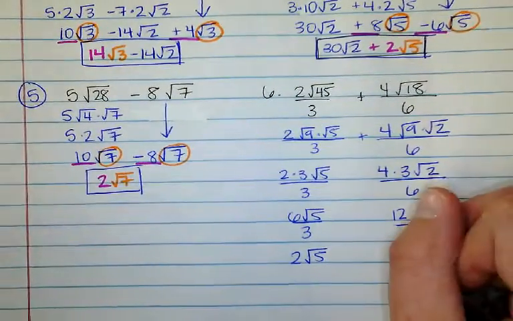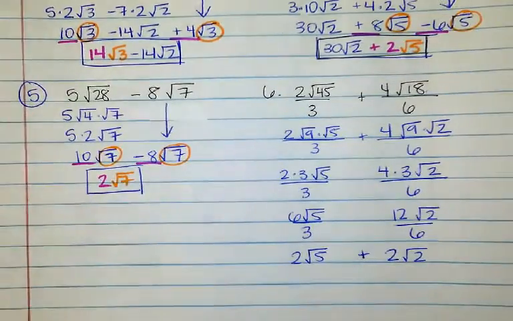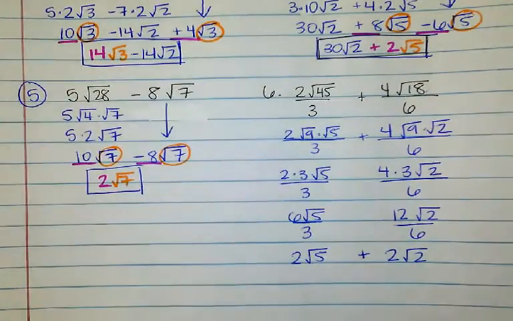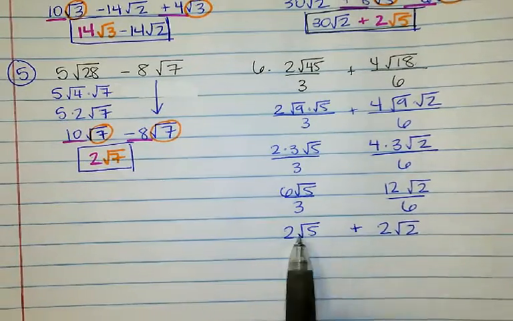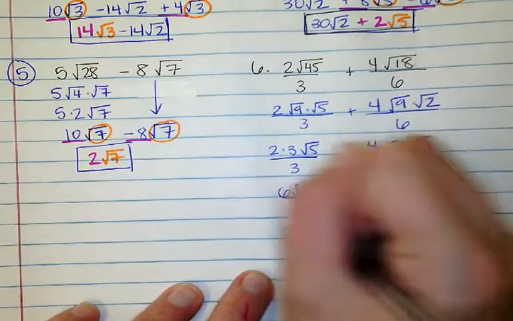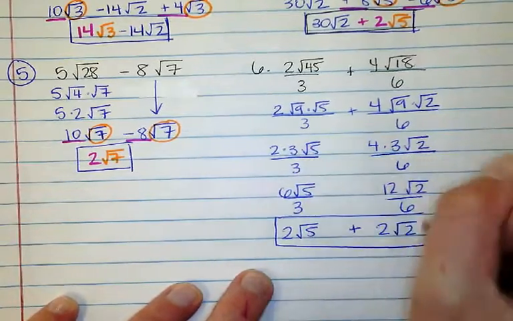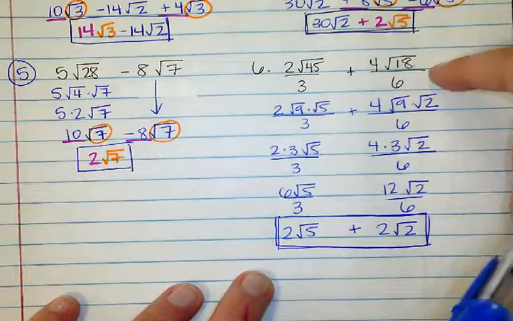So we did all that work. And guys, can we even combine these? No, they're not like radicals. However, this looks way nicer and prettier than those fractions we had earlier, doesn't it? So 2 radical 5 plus 2 radical 2 is the exact same thing as this guy up here.